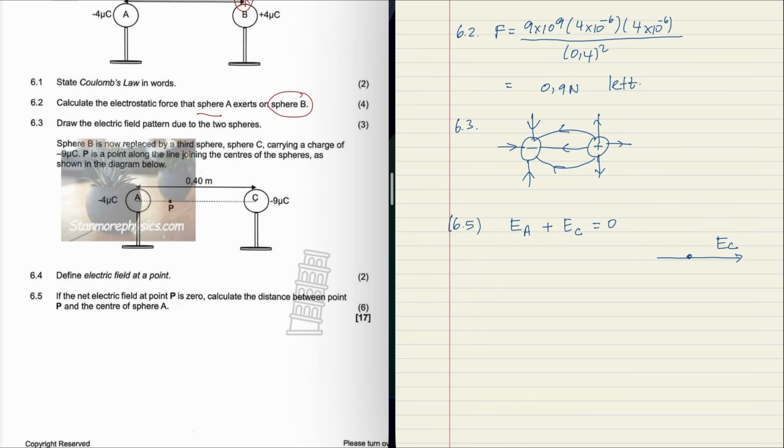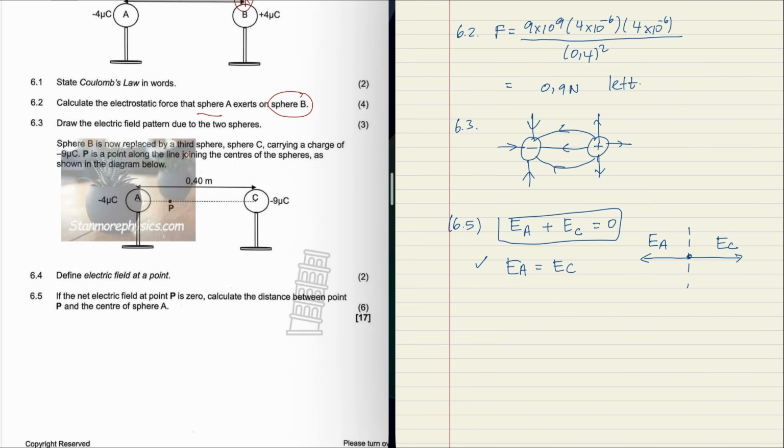And it's also going to be pulled to the left because A is also negatively charged. So that's going to be the electric field due to A. Now, because the net electric field is 0, it means that the electric field due to C and the electric field due to A are going to equal one another. So you could say the electric field due to A is equal to the electric field due to C. Now let's go with this one, and now we can substitute.